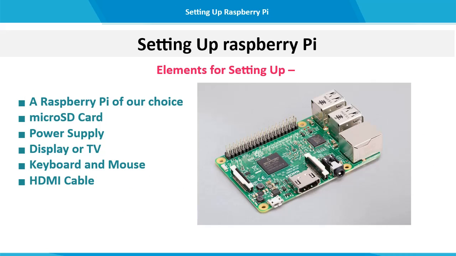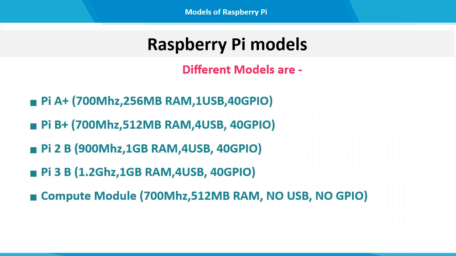Now let us see what we need to set up Raspberry Pi. First, a Raspberry Pi board of our choice. Second, micro SD card. Third, power supply. Fourth, display or TV. We can also use LCD monitor, computer monitor. Then we need keyboard and mouse. And last but not least is HDMI cable.